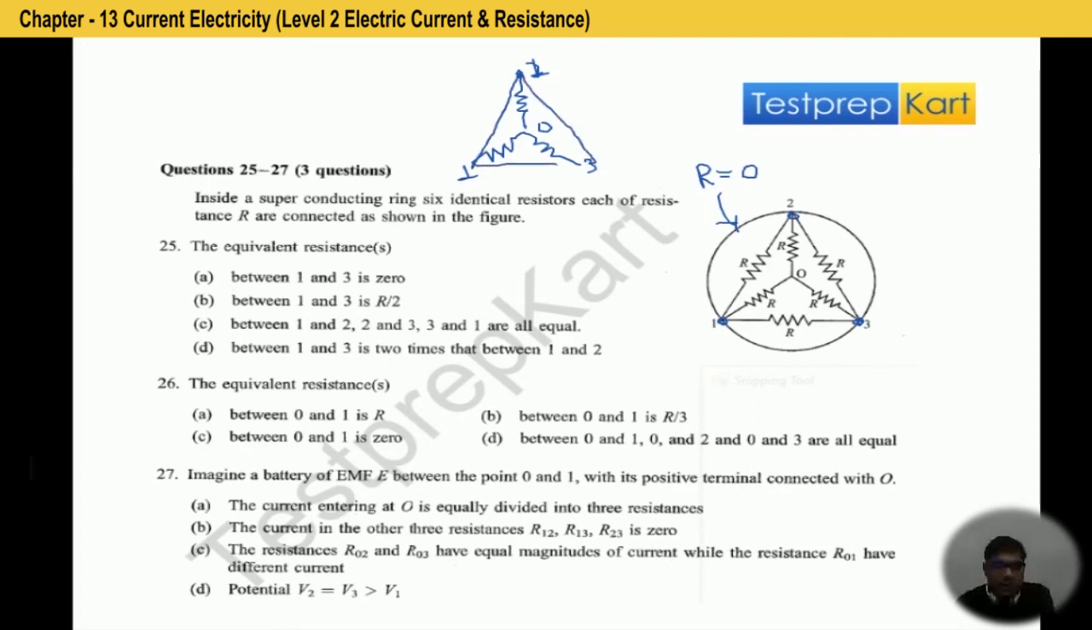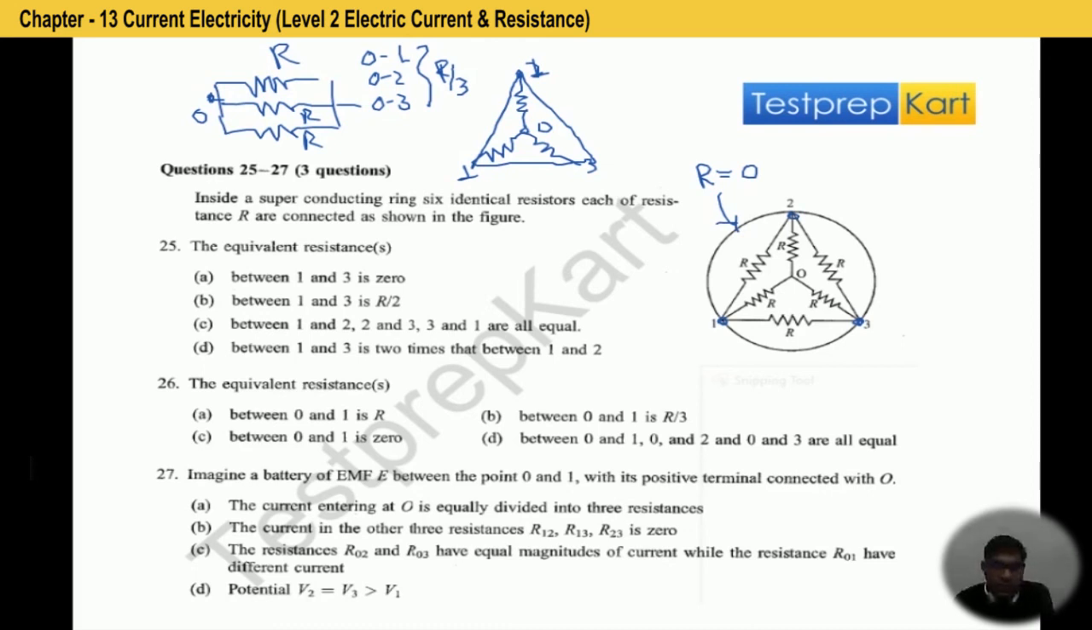Between these points we can replace zero resistance. Again, zero resistance means short circuit. It means if you take point O as a reference, then points 1, 2, 3 are basically connected at the same point because they are short circuited, and each has resistance R. So net resistance between O1, O2, O3 will be R by 3. Now we can easily answer these questions. First, between 1 and 3 is 0 resistance.